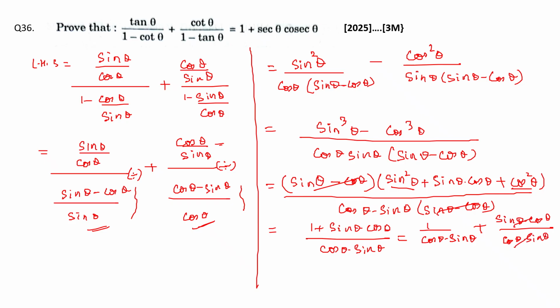So this will get cancelled out, and here 1 by cos theta is sec theta and 1 by sin theta is cosec theta plus 1. And then you can rearrange 1 plus sec theta into cosec theta, and this is only your RHS. Okay, this is a full 3-mark question.